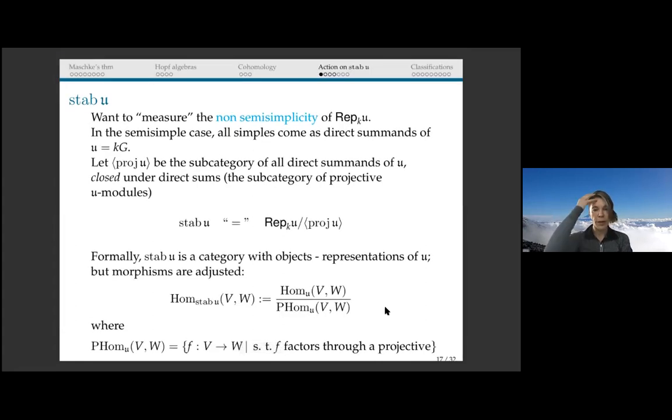Formally, we do the following thing. The stable category is the category whose objects are still representations of U, but we change the morphisms. The morphisms in this category are the following. We take morphisms in the original representation category, and we mod out morphisms which factor through a projective module. And effectively, what happens is that we kill all projective modules in this new thing.